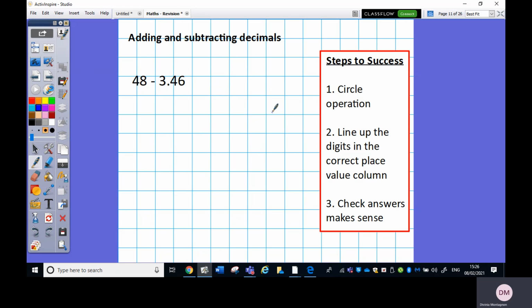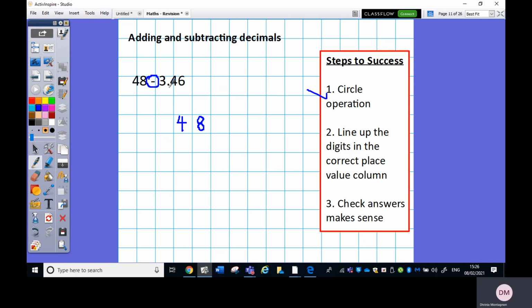Okay, let's take a look at this one. Adding and subtracting these decimals. The first thing that we're going to do is circle the operation, which is here. Now this is a little bit tricky. We have 48 take away 3.46. I'm going to put the greatest number, 48, down here.